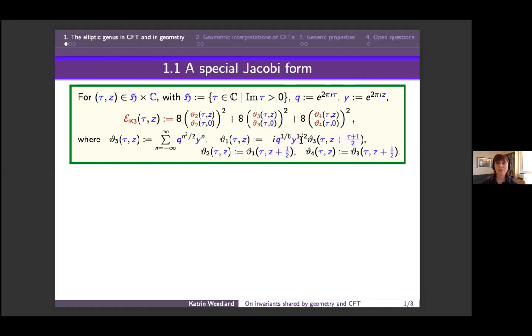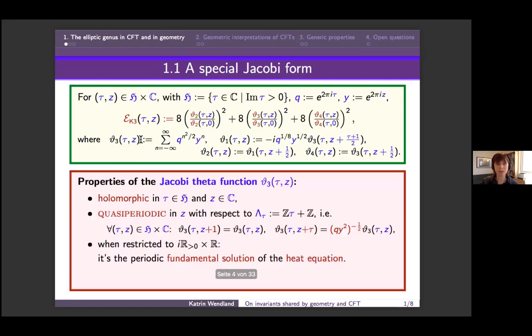EK3 has very beautiful properties, which it mostly inherits from this Jacobi theta function. So let me remind you of those properties for the Jacobi theta function, theta 3. It's a holomorphic function, both in tau and in z. That's actually not difficult to prove because we have rapid convergence here, actually absolute uniform convergence on compact sets.